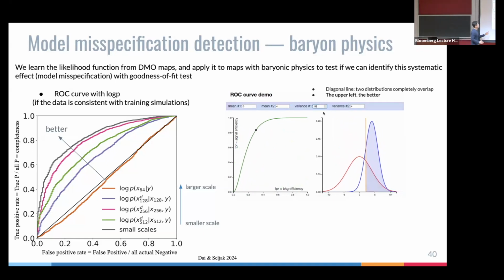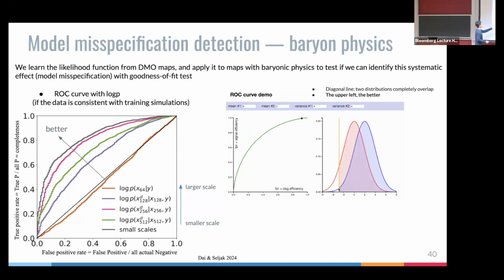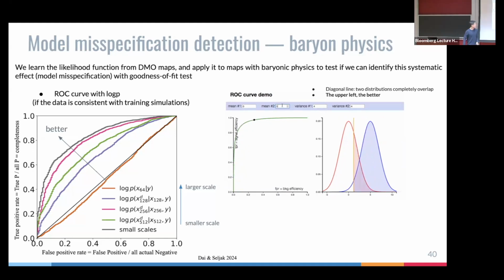So essentially, if your ROC curve is just on the diagonal line, that means these two distributions completely overlap. You cannot really tell the difference. And if it's towards the upper left corner, that means better. You can really tell the difference.